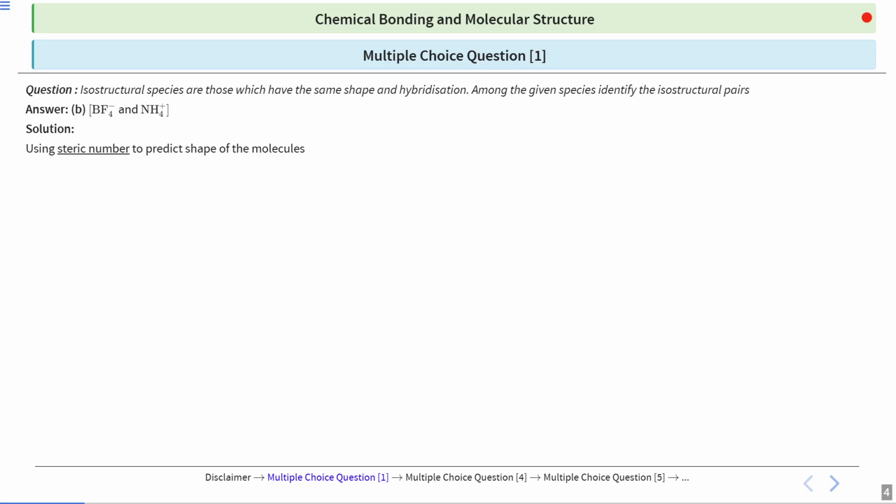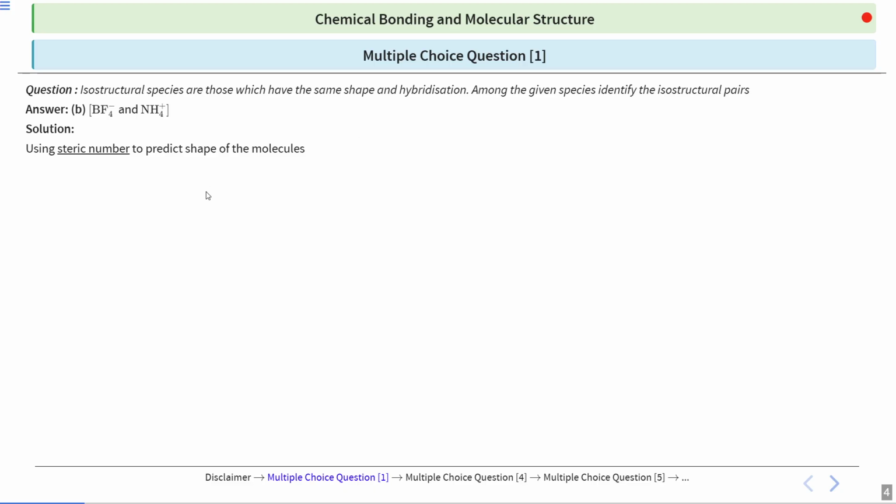If I talk about BCl3 and BrCl3, then again BCl3 will have a hybridization of sp2. You can calculate the steric number, it will give you 3. Whereas if you consider BrCl3, the steric number will be 5: 3 come from Cl and 2 lone pairs are left, so 5 will be the steric number for the BrCl3 molecule. That will give you a seesaw shape. So this will also not be the answer. So the answer will be BF4 minus and NH4 plus.